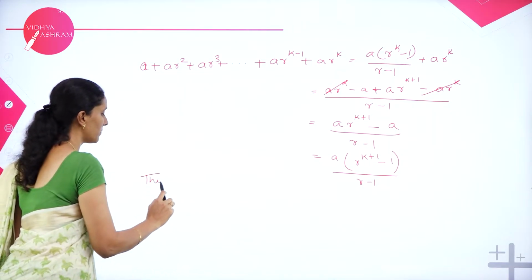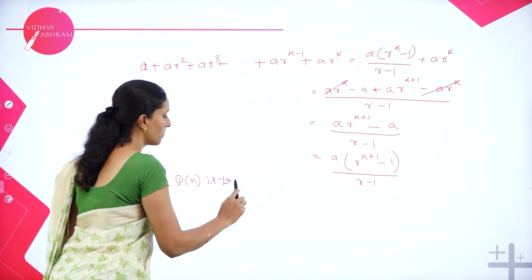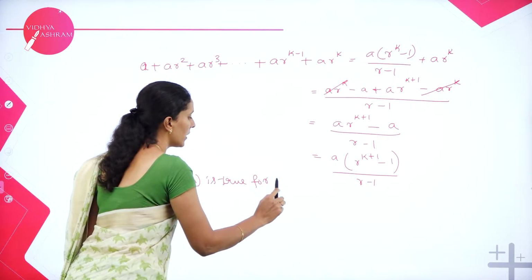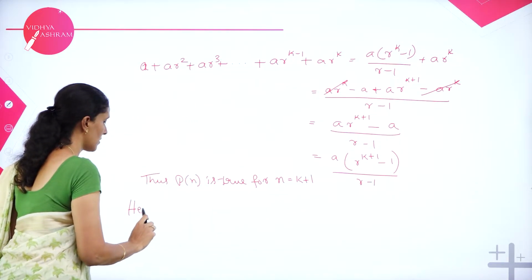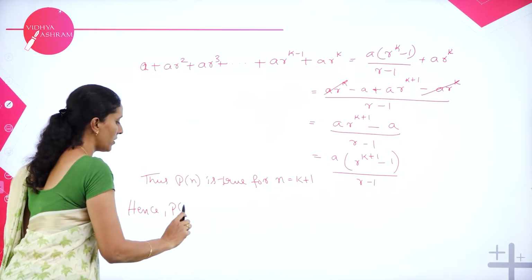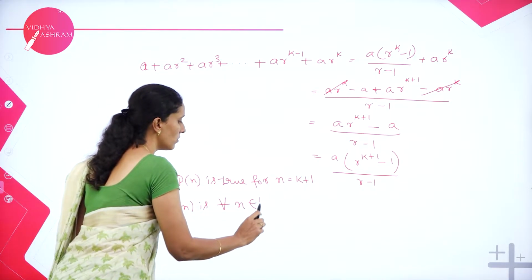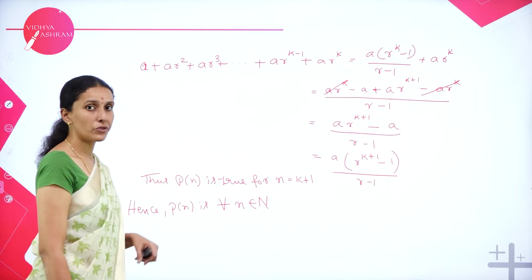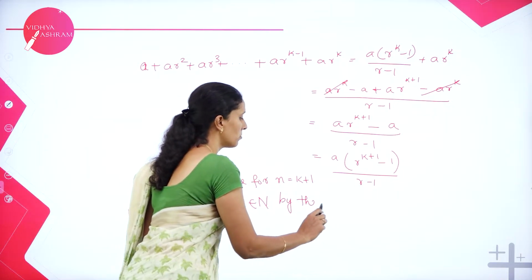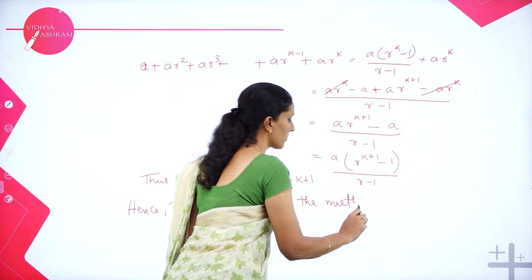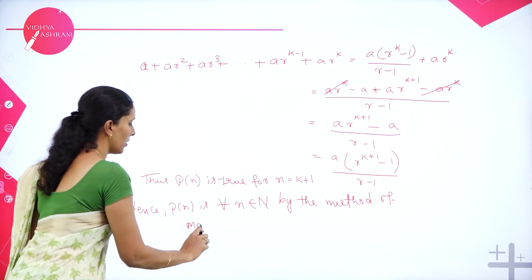So thus, p of n is true for n is equal to k plus 1. Hence, p of n is true for all n belongs to natural numbers. So this is the symbol used for 'for all', by the method of mathematical induction.